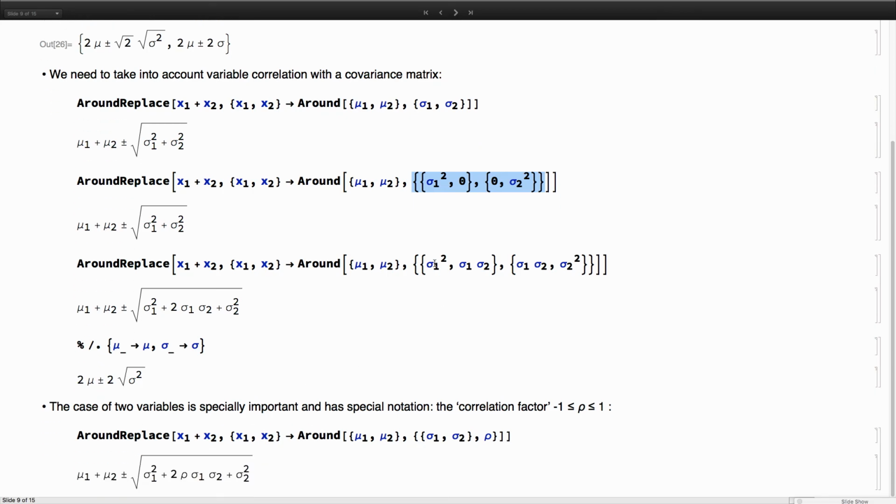The case of two variables is especially important in the literature, and so it has its own notation with a correlation factor rho here, which has values from -1 to +1. So we see here how if the correlation is 0, then this term is 0, and we have our square root of 2. If the rho parameter is 1, then we can have a complete square, and then we have a 2 in front of sigma. So that's the importance of correlation.